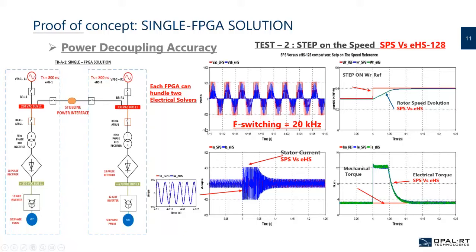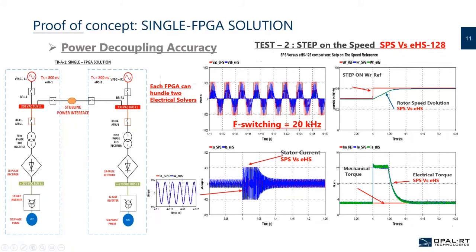So here also we repeated the same series of dynamic tests, such as the test we are seeing here. It consists of a step on the speed reference here, and the results are a perfect match with the SPS offline simulation.